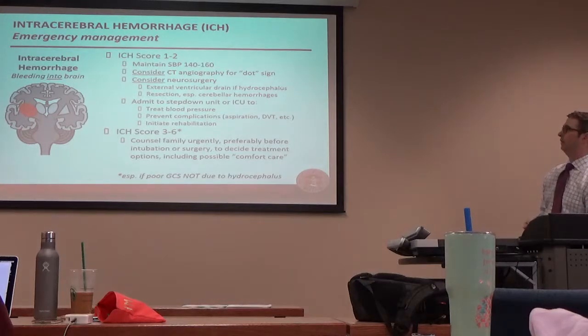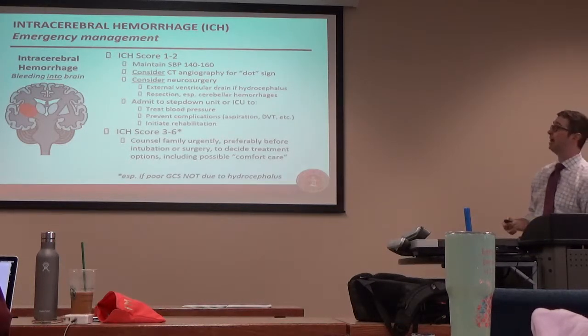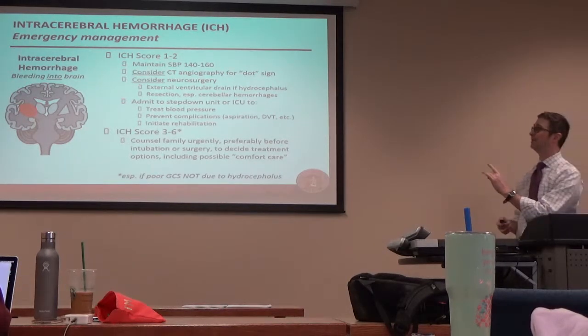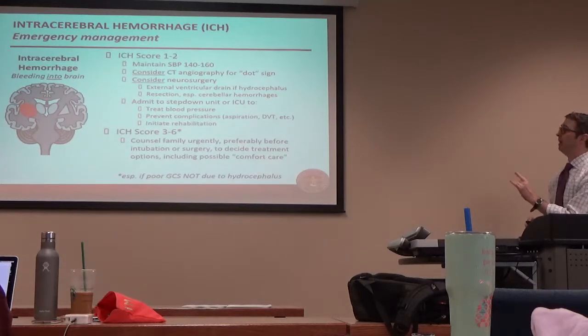Emergency management. We want to keep their blood pressure not too high but not too low. We do a CTA to look for dot sign. Dot sign means actively bleeding hemorrhage. So what we see is actually a bright white dot, which is contrast extravasation on the CTA. That can be an emergency because it means that the bleed is still bleeding and it's getting bigger, and potentially off to the operating room right fast.